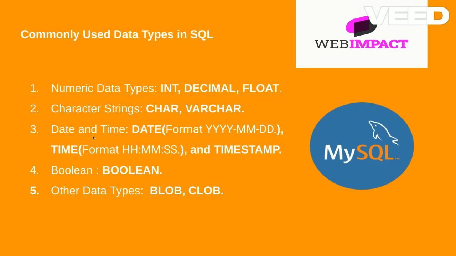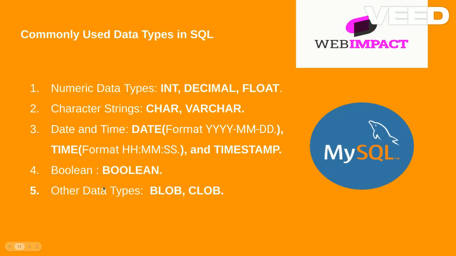Now the third one is date and time, and the examples are date, time, and timestamp. Date is used for date values in the format YYYY-MM-DD. Basically, this format defines year, month, and day. The second one is time, and time is used for time values in the format hours, minutes, and seconds. And the last is timestamp, which is basically used for date and time values.